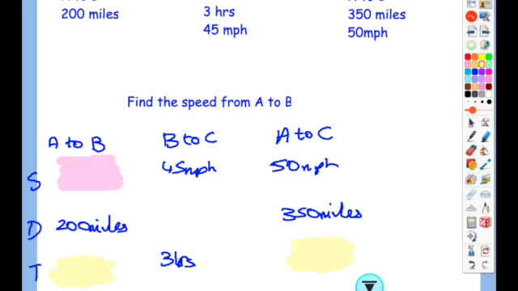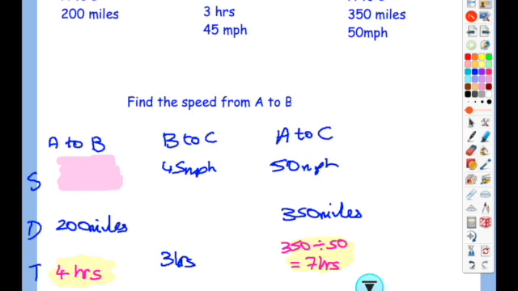Okay, so 50 miles an hour, 350 miles. To find my missing time, I'm going to do my division. So we do 350 divided by 50. So I will get 7 hours. Now I've found that 7 hours, I can find my time for A to B by doing the subtraction, because I can subtract for time. Subtract them away, and I'll get 4 hours.